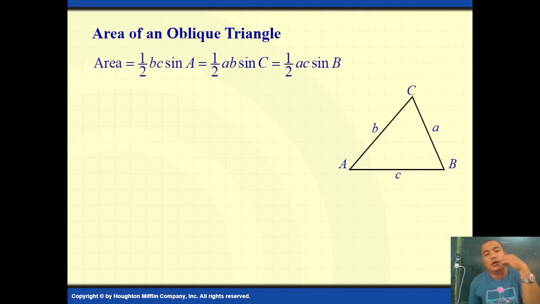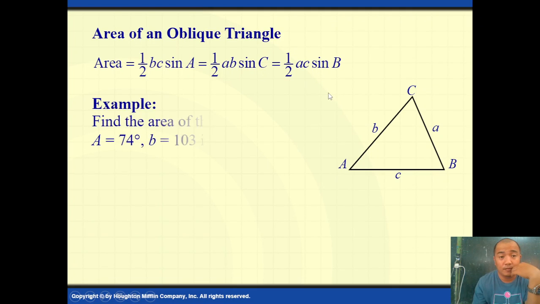How do we solve the area? These are the three formulas that we can use for solving the area of an oblique triangle. One half BC sine A, or one half AB sine C, or one half AC sine B. So if it is BC, it is angle A. If it is AB, angle C. If it is AC, angle B.